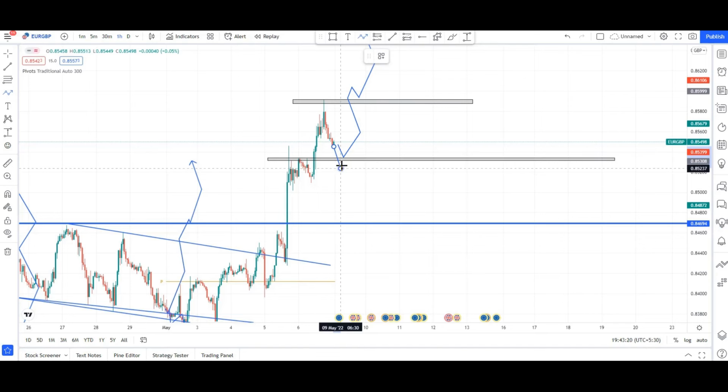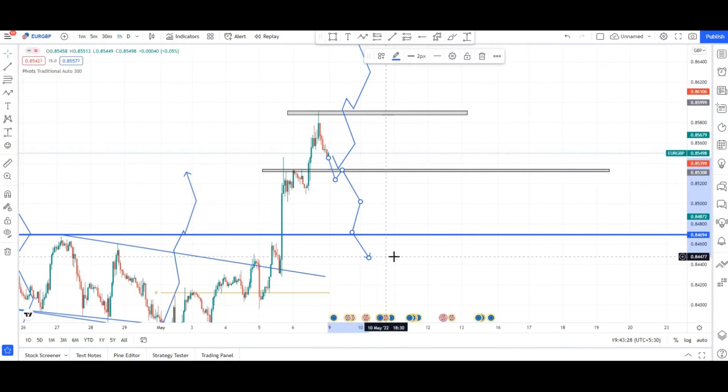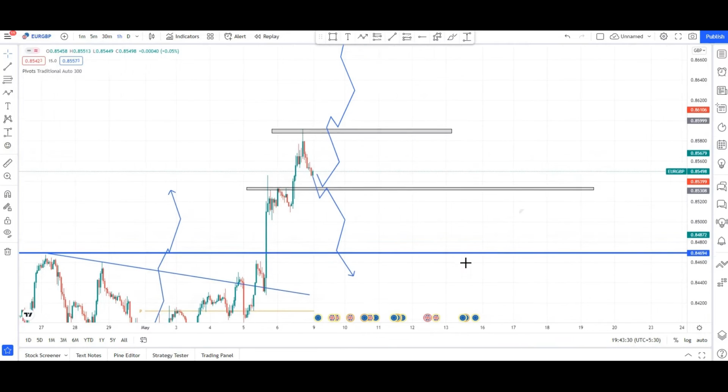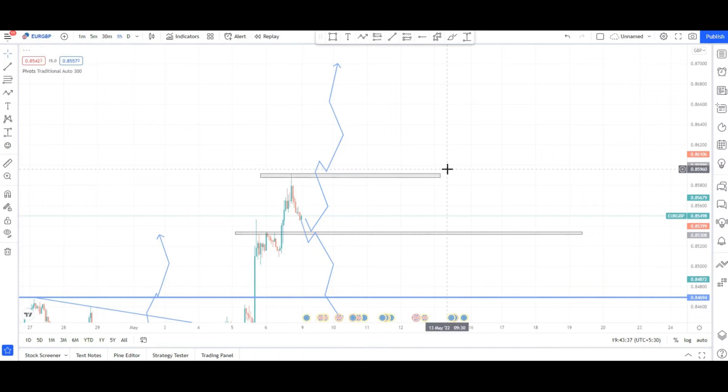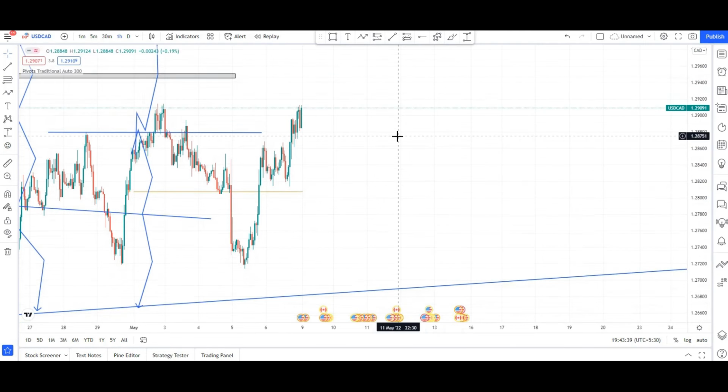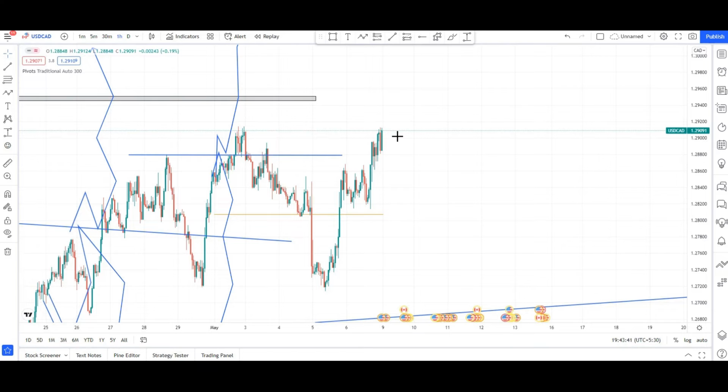If it comes downside taking resistance, then you can expect downside momentum: first target, second, third. This is enough for three targets on the downside. It may also give us a consolidation phase here, so you can see and trade it. We can see this for US dollar versus Canadian dollar.